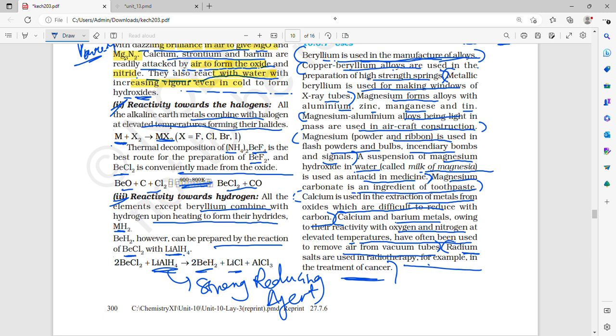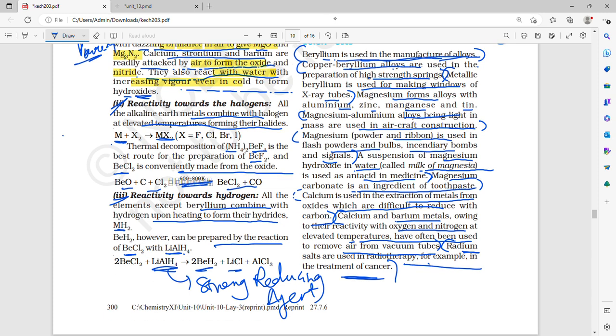Then reactivity towards halogen, all alkaline earth metals combine with halogen at elevated temperatures to form halides. That is M plus X2 gives MX2, whereas in that case it was M plus X minus. Over here it is MX2, where X can be fluorine, chlorine, bromine, iodine.